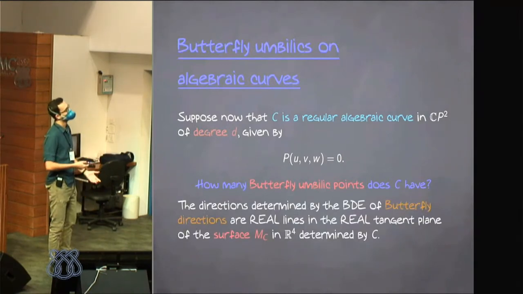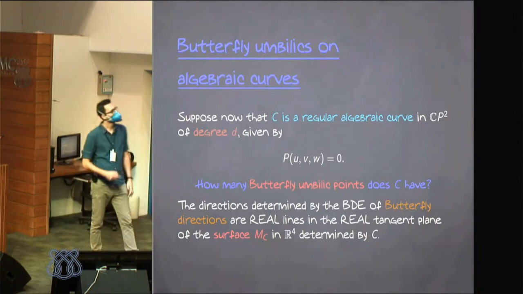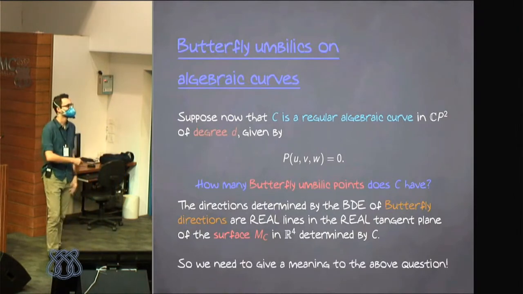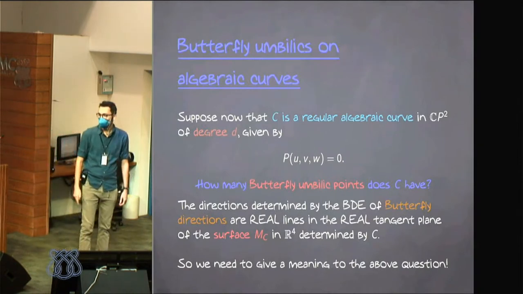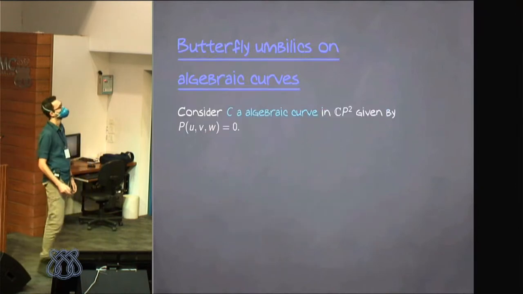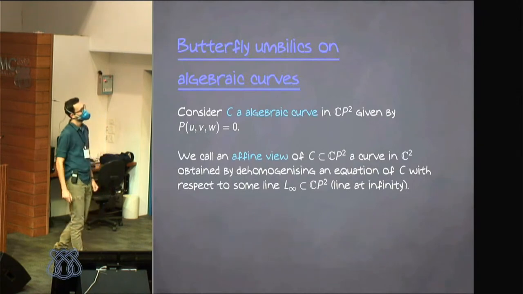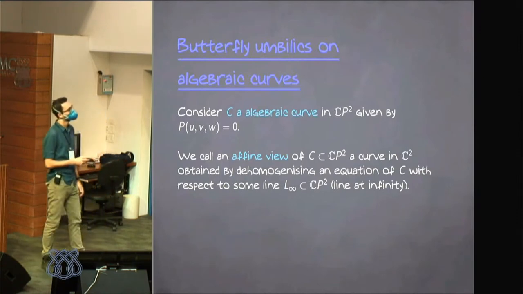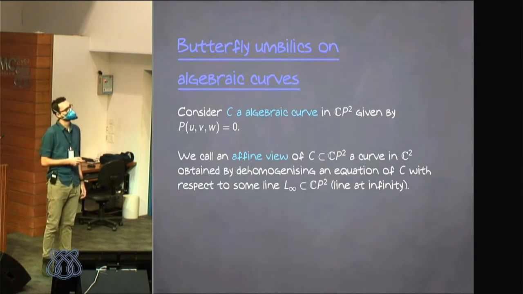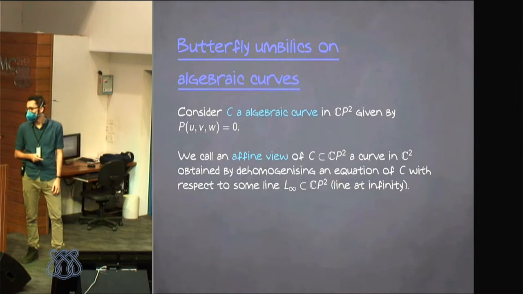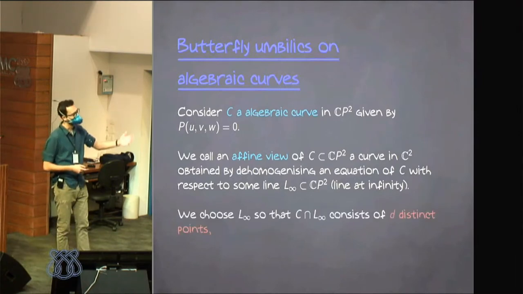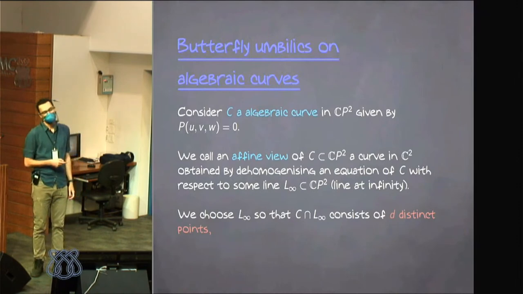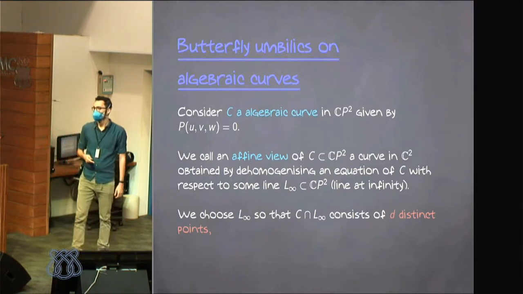The problem is our direction is determined by a binary differential equation in the real tangent space. So, of course, we need to give a meaning to the question. How? Let's consider the affine view of this curve. Affine view means a curve in C2 obtained by dehomogenizing the equation of C with respect to some line. Of course, we can suppose that our curve is an irreducible curve, and we suppose that the line at infinity intersects the curve in exactly d distinct points.